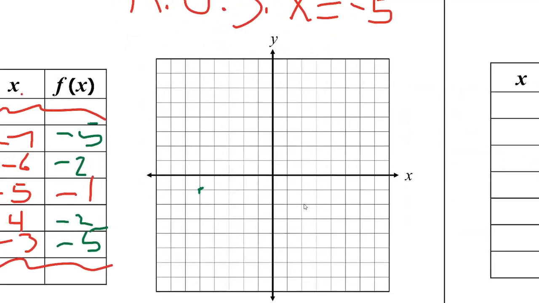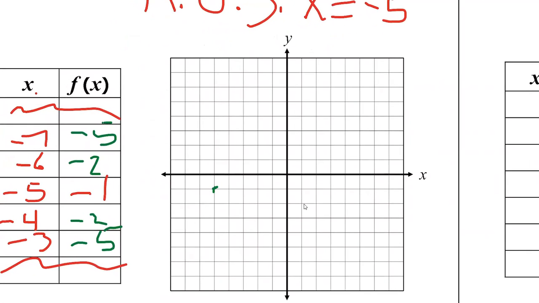And I like to plot one number on both sides. So -4, -2 would be here. -6, -2 would be here because they're symmetrical.